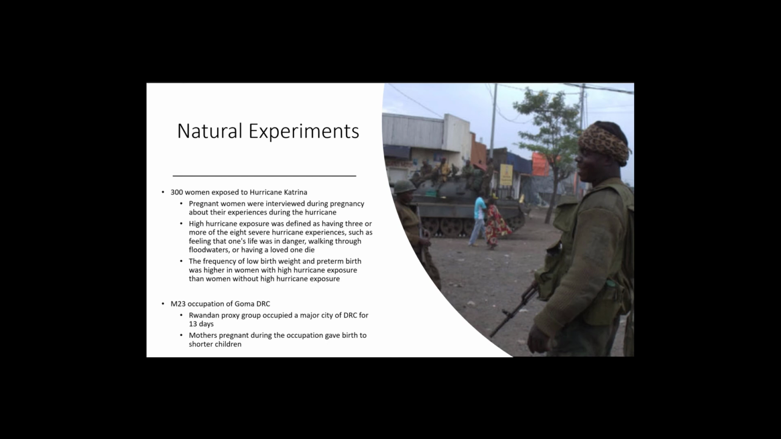M23 occupation of Goma, DRC, kind of shouting out my own research. This was a Rwandan proxy group that occupied a city within the DRC for 13 days. And I found that mothers pregnant during the occupation gave birth to shorter children. So again, mothers who were exposed to that teratogen, that natural experiment, that military occupation, had an increased risk of giving birth to a shorter child.